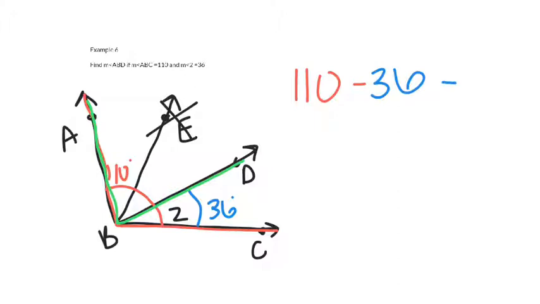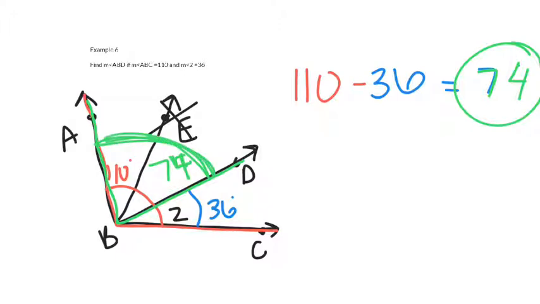So 110 minus 36 would leave us with 74, which would be this green chunk here. This chunk here would be 74. Okay, so sometimes you have extra information, and that's okay. You just got to label, and color coding helps. You got to label the stuff that you need and ignore the stuff that you don't need.